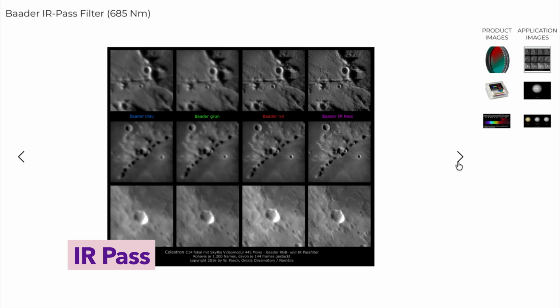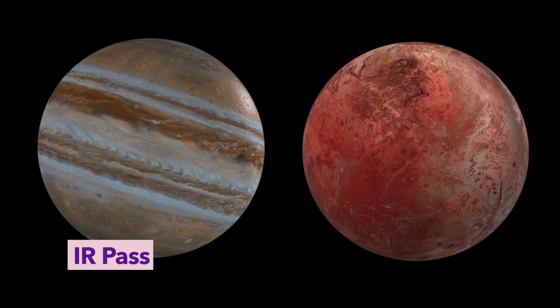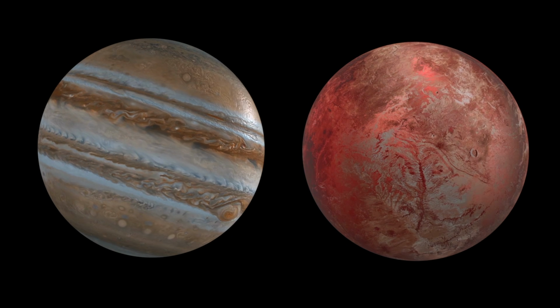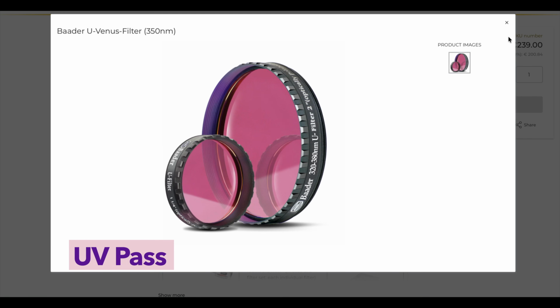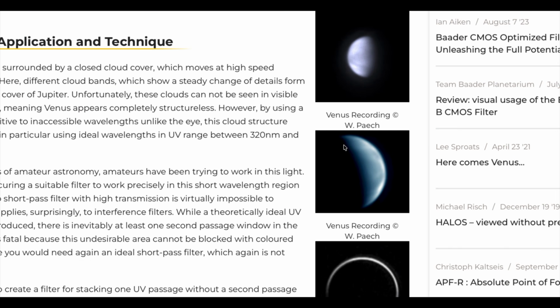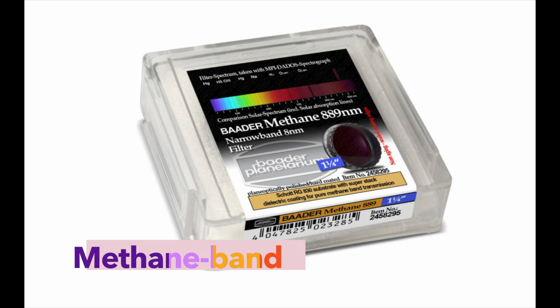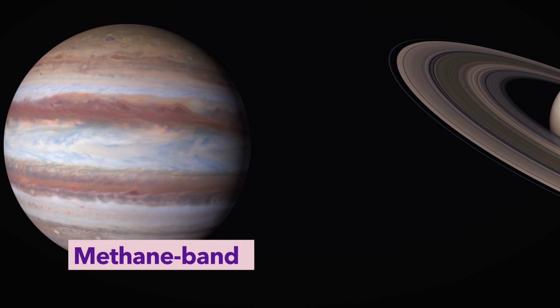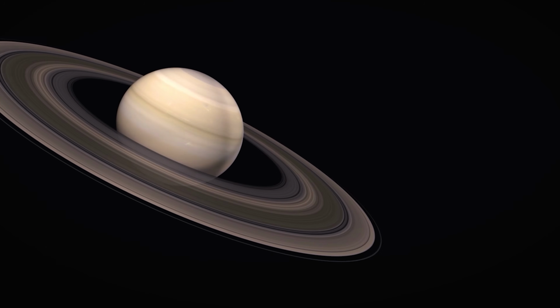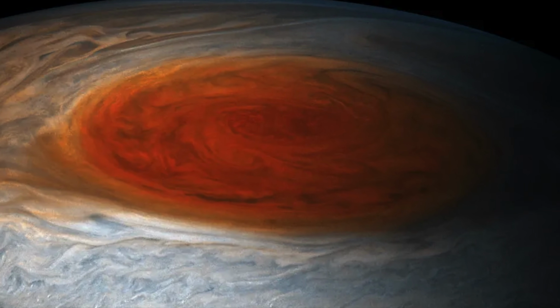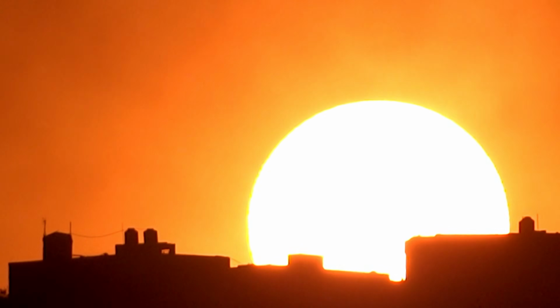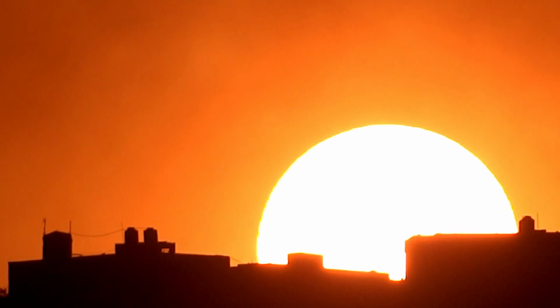Infrared pass filters cut through atmospheric turbulence to uncover the structure hiding on Jupiter or the subtle textures on Mars. UV filters reveal the high-altitude patterns swirling over Venus. Methane band filters isolate the reflective signature of cloud tops on Jupiter and Saturn, revealing storms and layers invisible in normal light. And then there is the sun, the one object we must address with absolute seriousness.